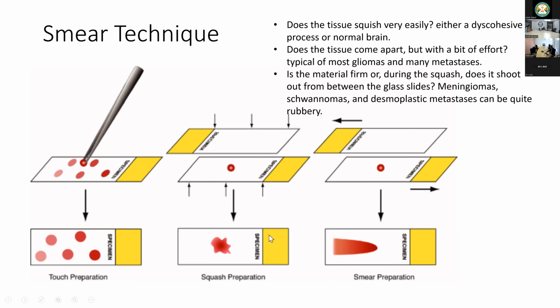Now, when we prepare a squash, what are the things we have to notice? We have to notice whether the tissue squishes very easily. That means it is either a discohesive tumor process or a normal brain. Does the tissue come apart but with a bit of effort? That is typical of most gliomas and some metastatic tumors. Is the material firm during squash, or does it shoot out from between the glass slides, like tissues which have increased fibrosis or increased reticulin, like the meningiomas, schwannomas, or desmoplastic metastasis?